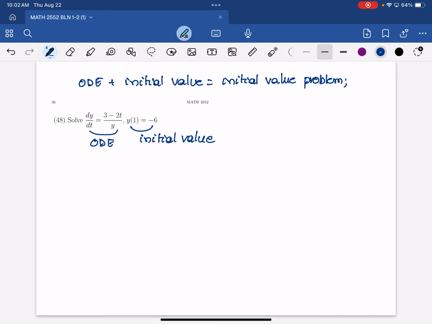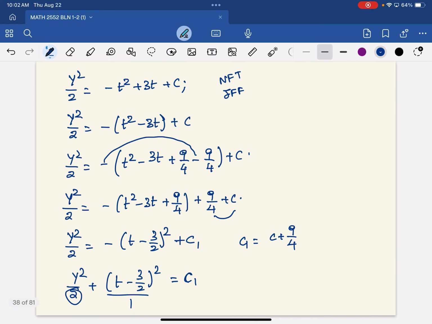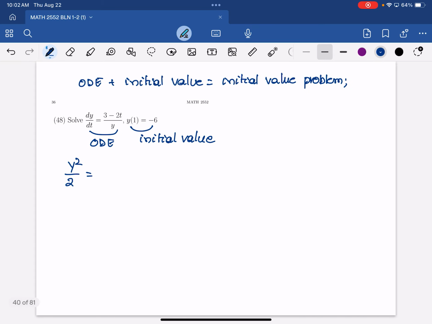Now I want to solve the initial value problem, but half my job is really done because I solved the ODE using variable separable method already. So I know the solution is y squared over 2 equals, help me out with this, negative t squared plus 3t plus c. Is that right? Yes? So I want to use the initial value. How would I use the initial value? I'm saying substitute t equals 1, y equals negative 6, and find c.